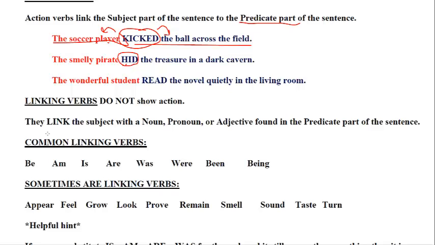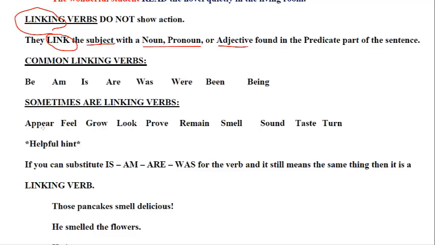Linking verbs do not show an action. They link, hence the word link, the subject with a noun or a pronoun or an adjective found in the predicate part of the sentence. Some common linking verbs are be, am, is, are, was, were, been, and being. But sometimes we have words that don't look like linking verbs that are sometimes used as linking verbs, and we'll go over those. Appear, feel, grow, look, prove, remain, smell, sound, taste, and turn.